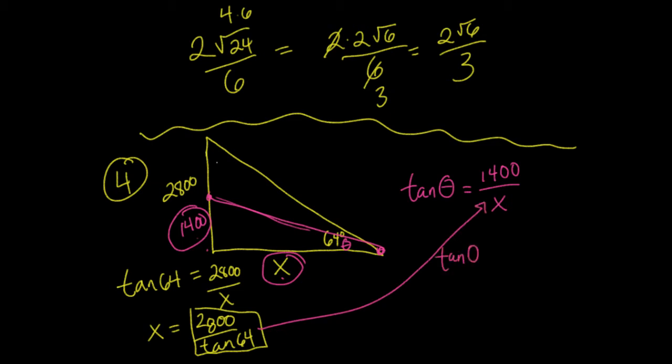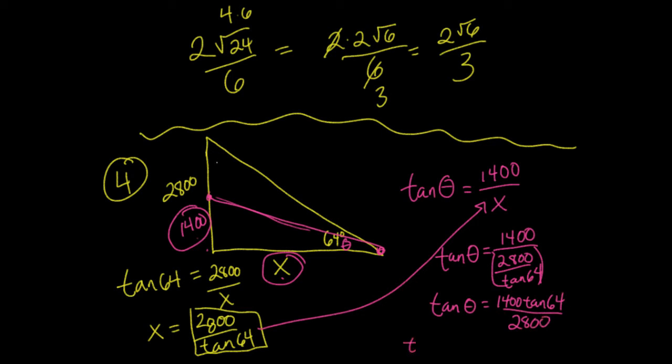And just my preference, I'm not going to be too picky about this, but I prefer to keep things in exact form until the very end, because that's the most accurate. And if you're getting into engineering or anything like that, you should do the same. So tangent of theta, that means that the bottom gets flipped, so it's 1,400 tan 64 over 2,800, and then you do the inverse. It's tan inverse. That means that this stuff goes here, the 1,400 tan 64 over 2,800, and this gives you theta.